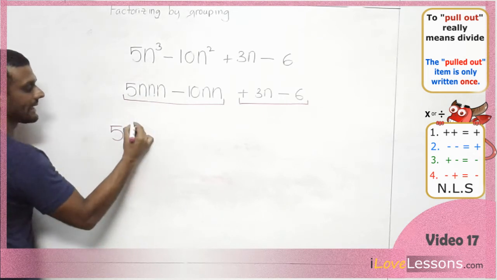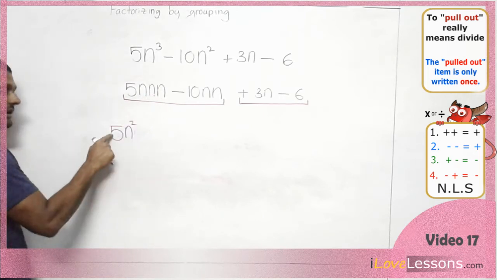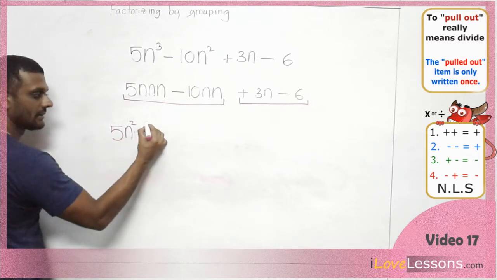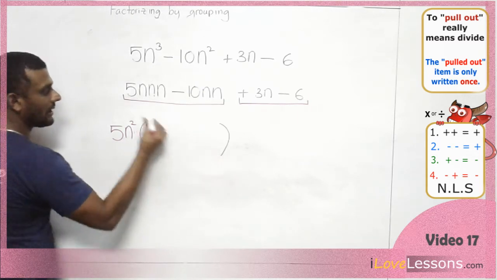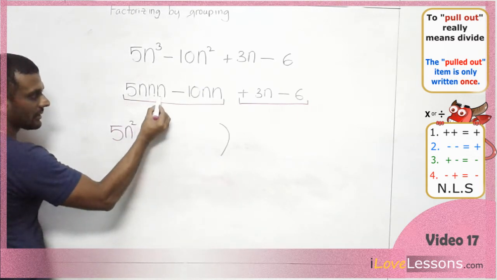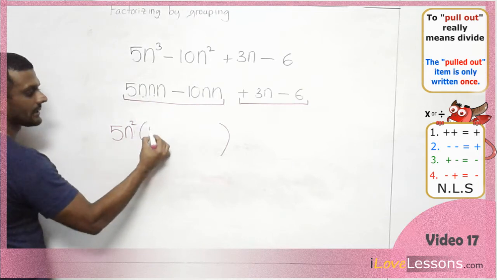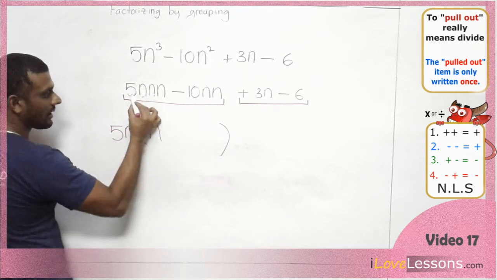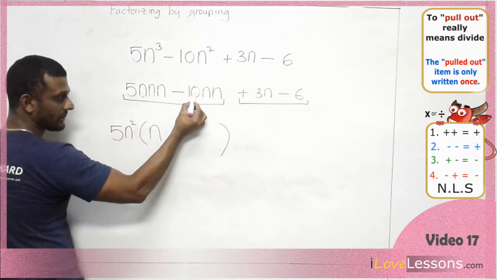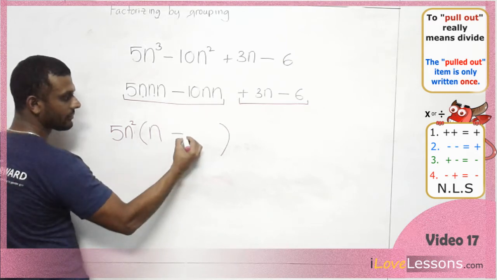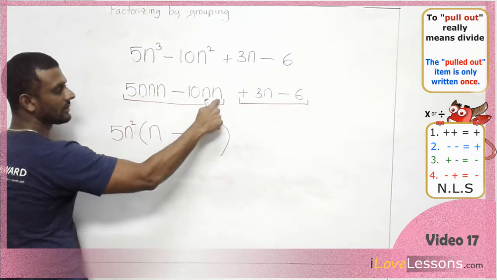N by n is n squared. So we're pulling out 5n squared. If we pull out the 5 and 2 n's from here, we'll just be left with n. And if we pull out 5 from 10, we're already dividing the 10 by the 5, we will get 2. And if we pull out the 2 n's, well, there will be no more n's left. Make this brackets a little smaller.